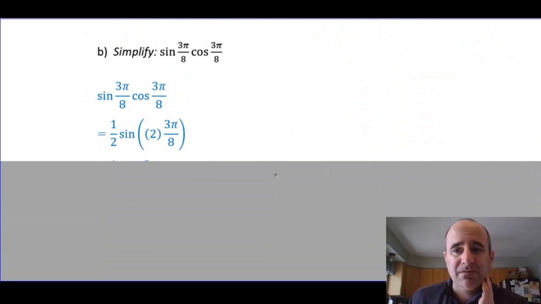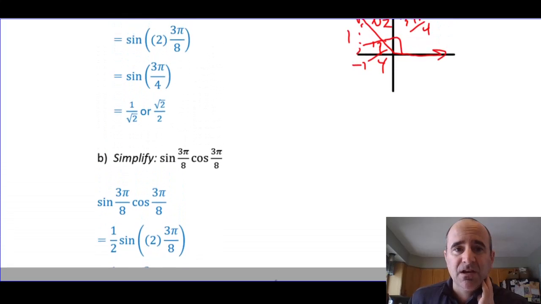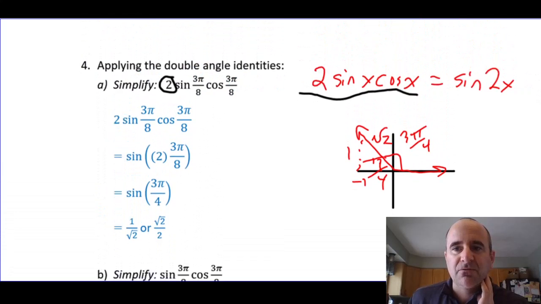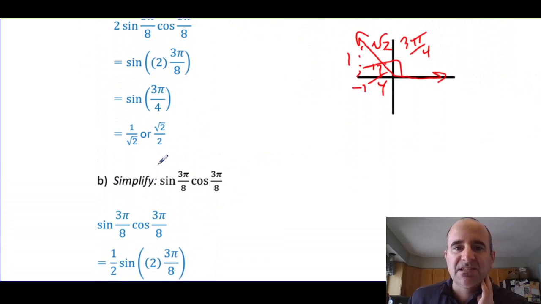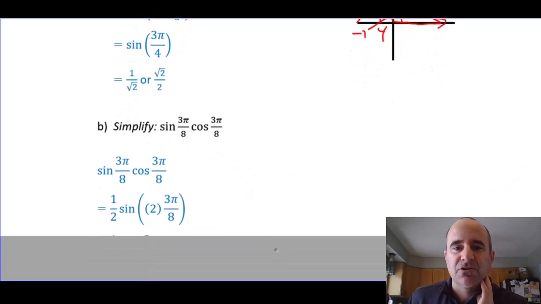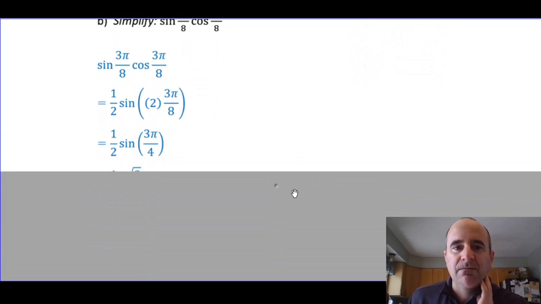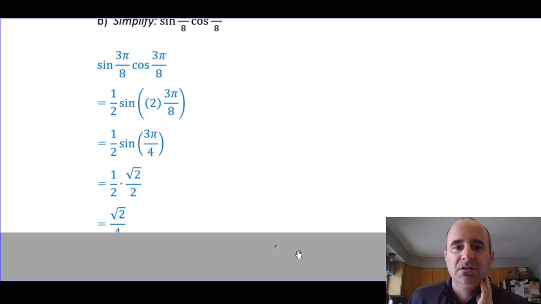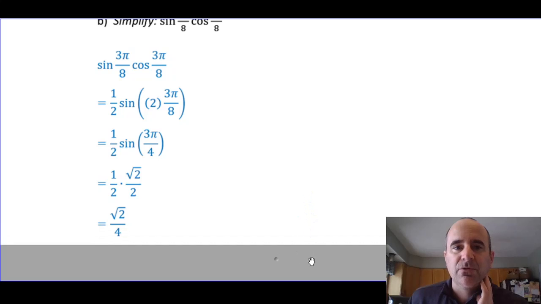An even simpler way of looking at it is, look, if we were able to figure out 2 times the sine of 3 pi over 8 times the cosine of 3 pi over 8, then we can figure this out because it's exactly half as much. So sure enough, we will get exactly half of sine 3 pi over 4, half of root 2 over 2, which is, of course, root 2 over 4. So we don't actually need that 2 out there. We can still adjust it by putting a half there.